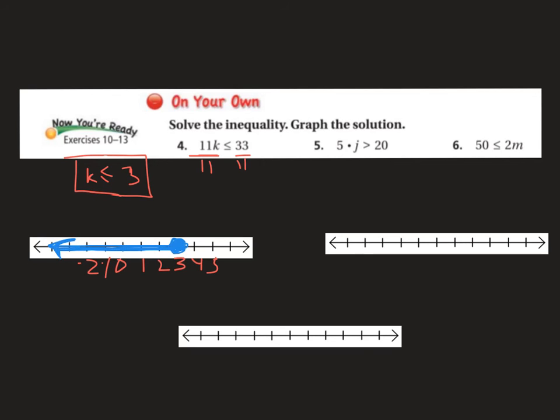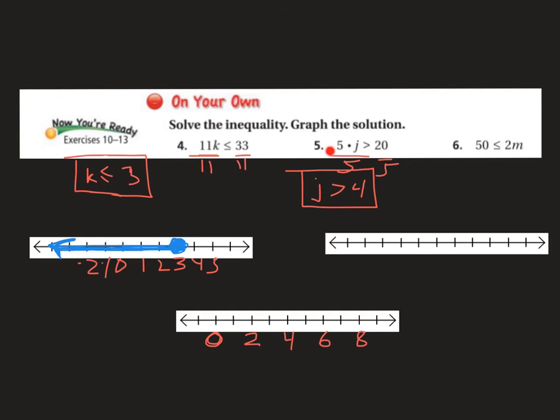All right, let's go to number 5 here. We have 5 times j, so we're multiplying j by 5 here. So we're going to divide both sides by 5. We divided this side by 5. We got rid of our 5s. We're left with j. 20 divided by 5 is 4.